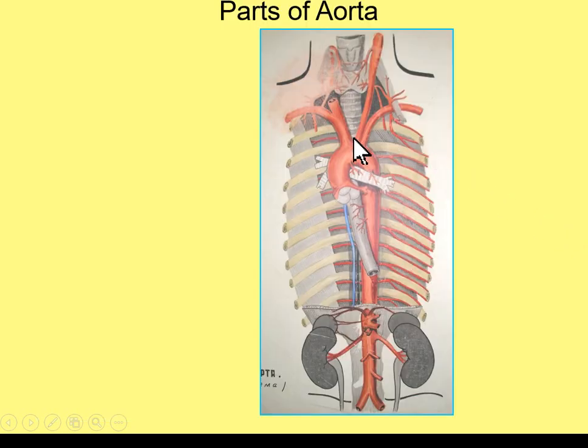Topographic position: we can see the trachea subdivided into the right and left principal bronchi. This is the ascending aorta. This is the aortic arch. It continues into the thoracic descending aorta and the abdominal descending aorta. We can see the bifurcation of the aorta.